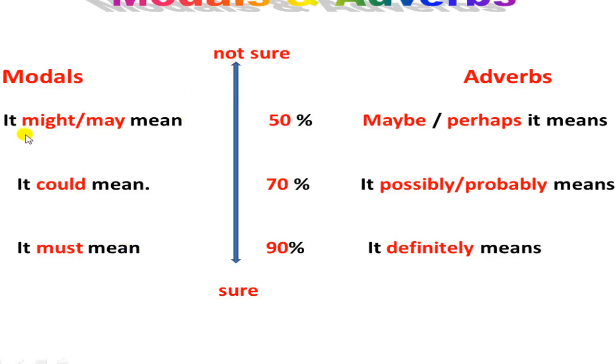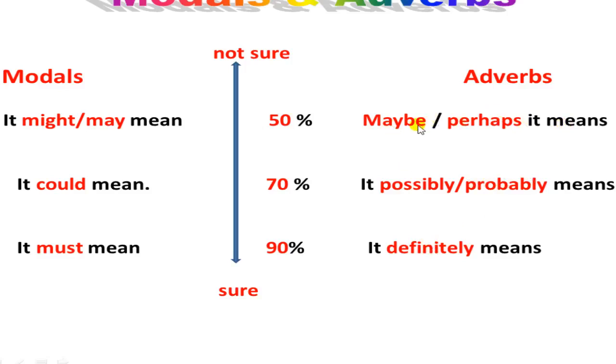Example: it may mean be quiet. It could mean stop talking. It must mean come here. Adverbs. In adverbs we have ly. Some adverbs: maybe, perhaps, possibly, probably, and also in American, some Americans say probably, definitely.